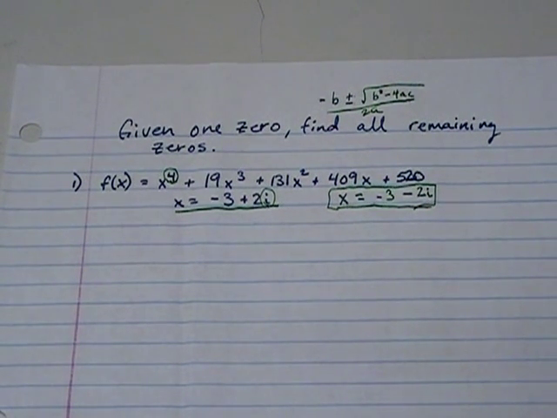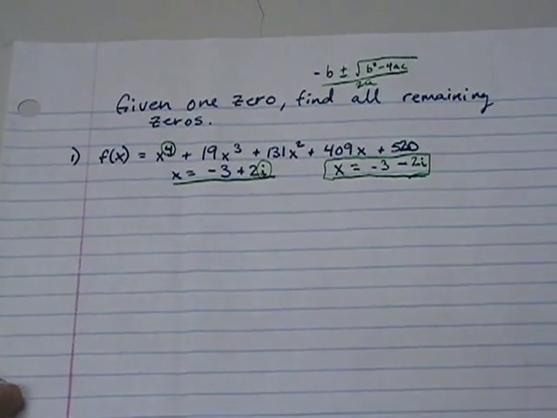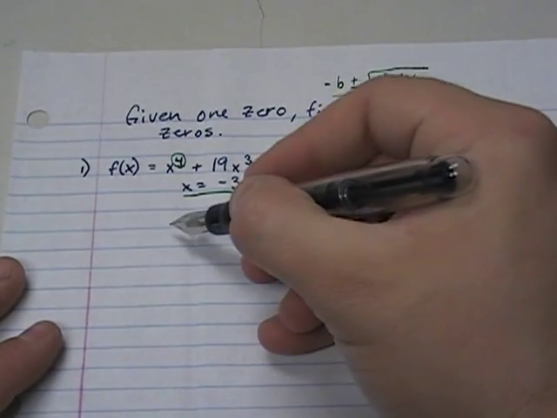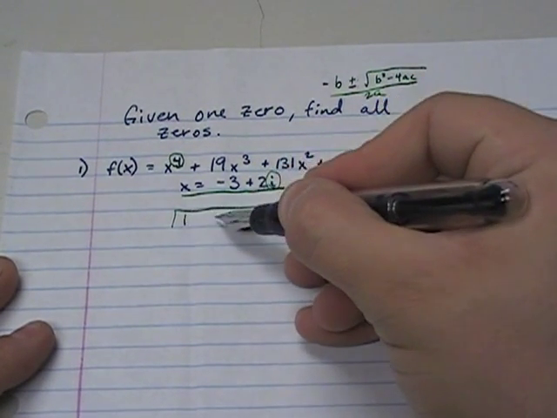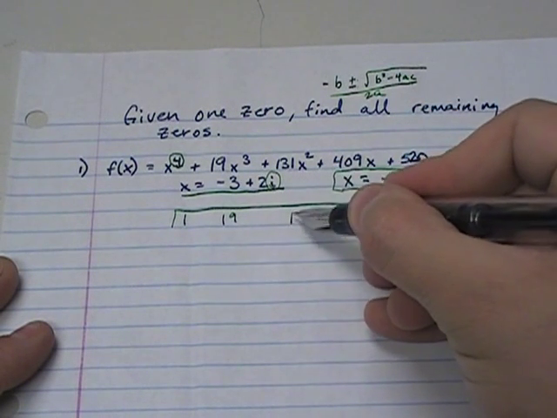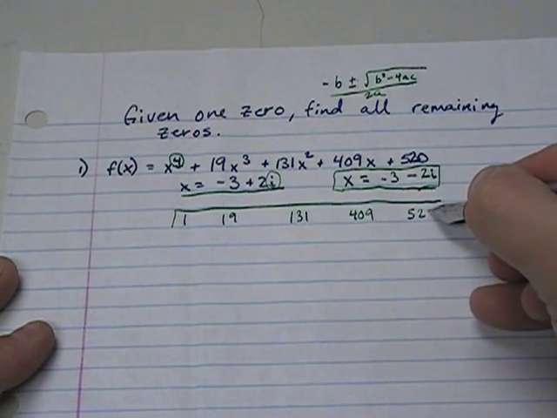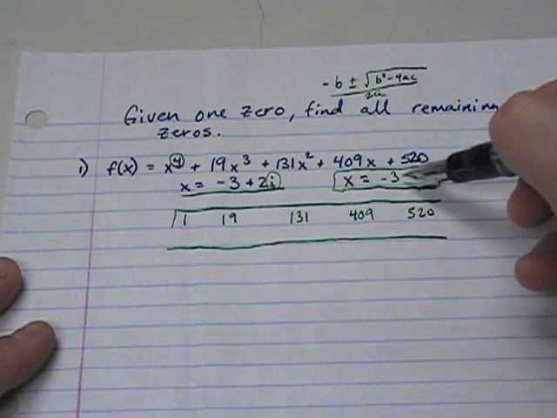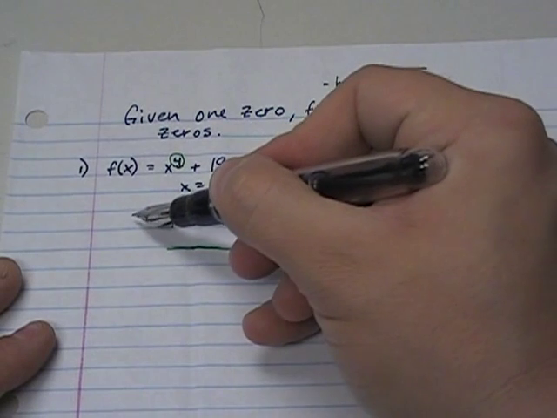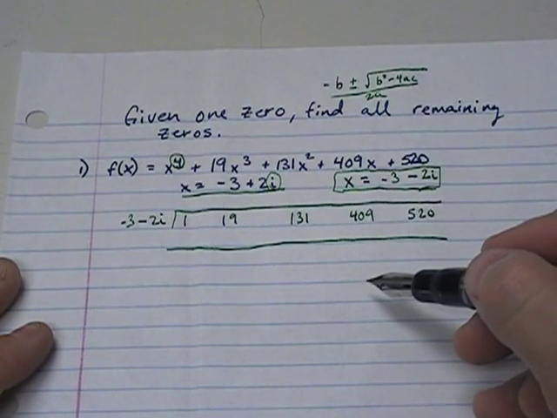Well, the simplest way to do that is to take what I already know and synthetically divide this polynomial to see what I have left. So, I'm going to take this polynomial and write down the coefficients 1, 19, 131, 409, and 520. And I'm going to synthetically divide this by the root that I came up with, negative 3 minus 2i.